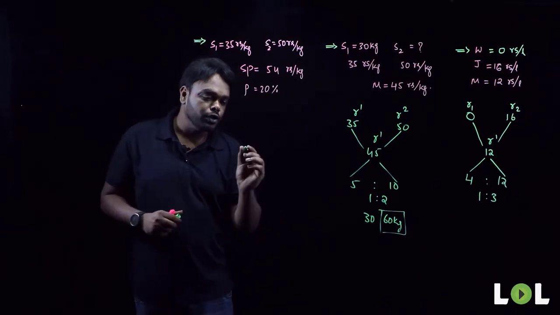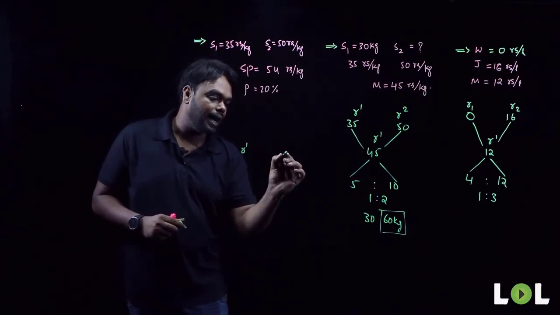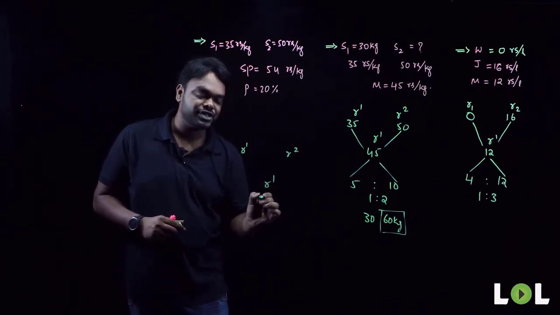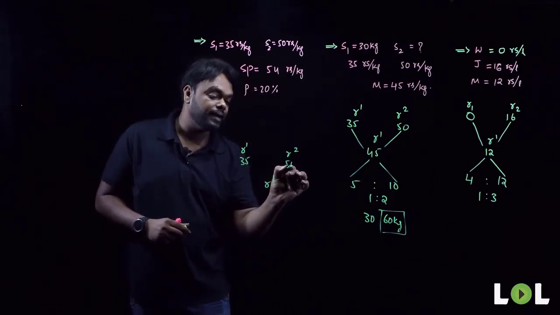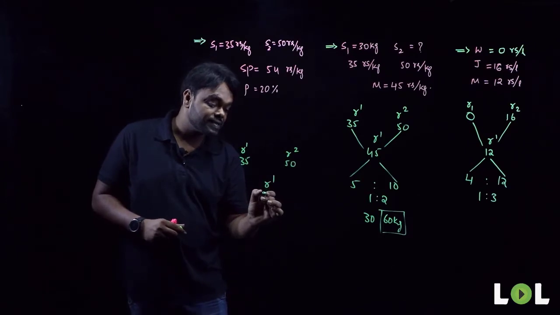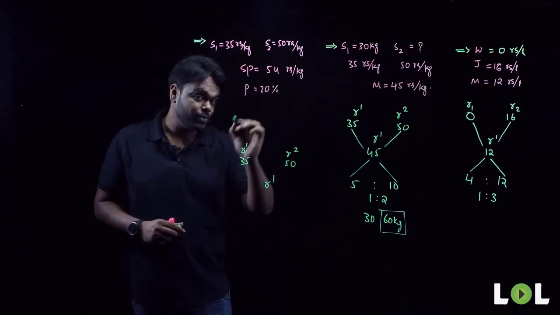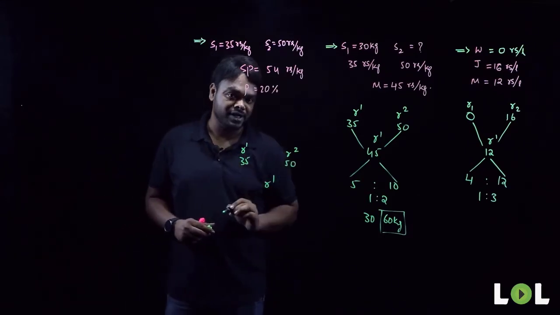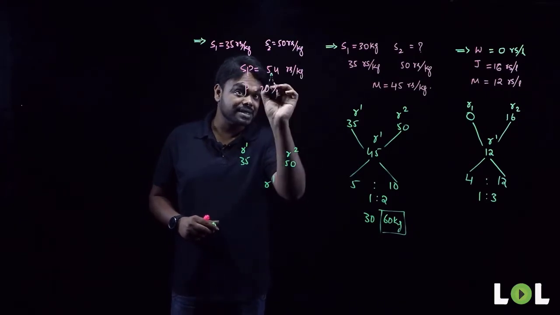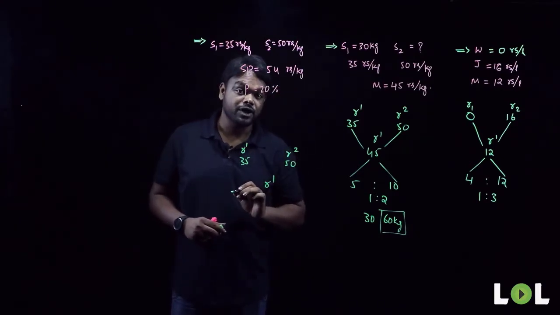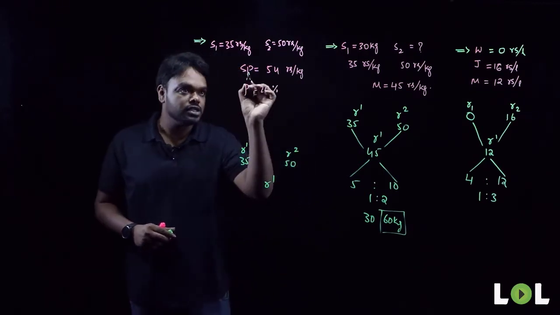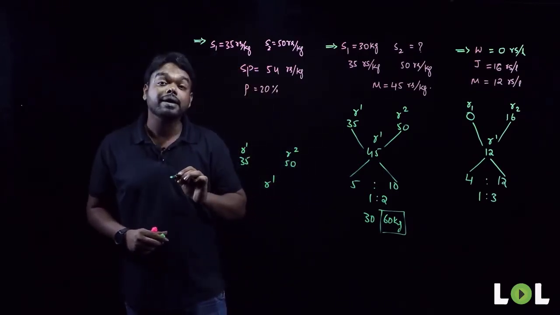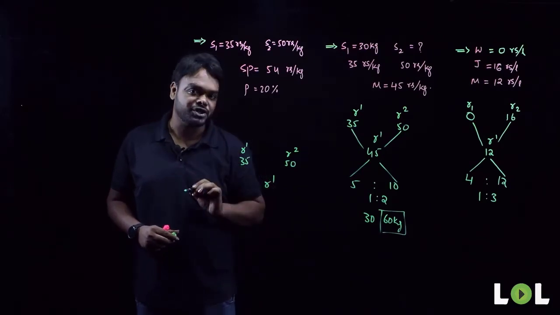Now, you can take your R1, R2, R dash. Now R1 is 35, R2 is 50, and R dash is 54. No, do not make that mistake. This is the selling price. If you sell at 54 rupees per kg, you should get 20%. This is not our R dash. R dash is the cost price of the mixture.